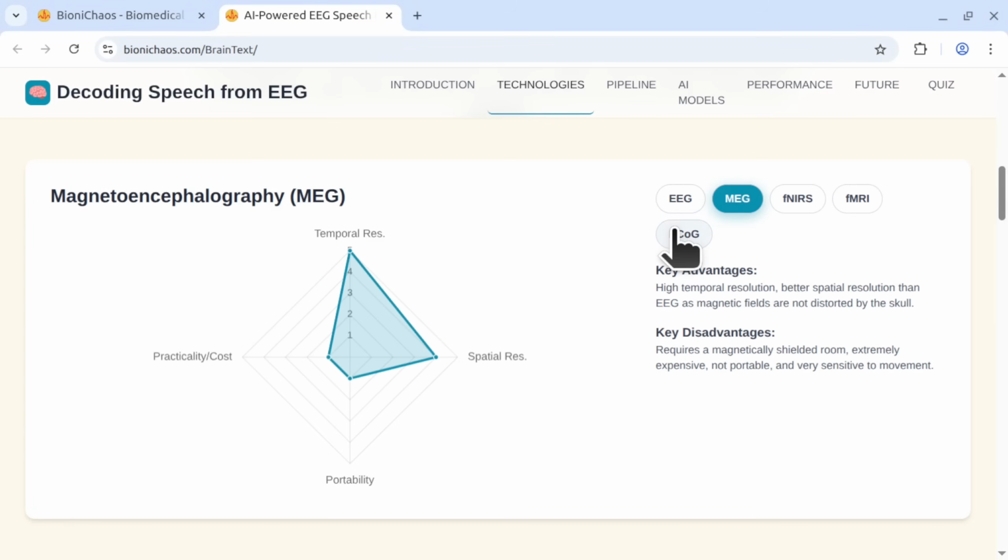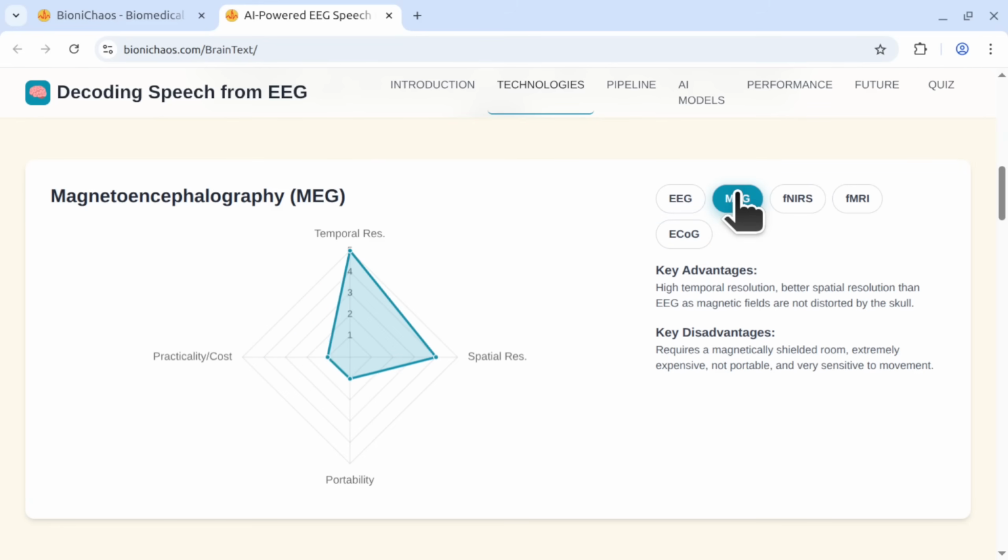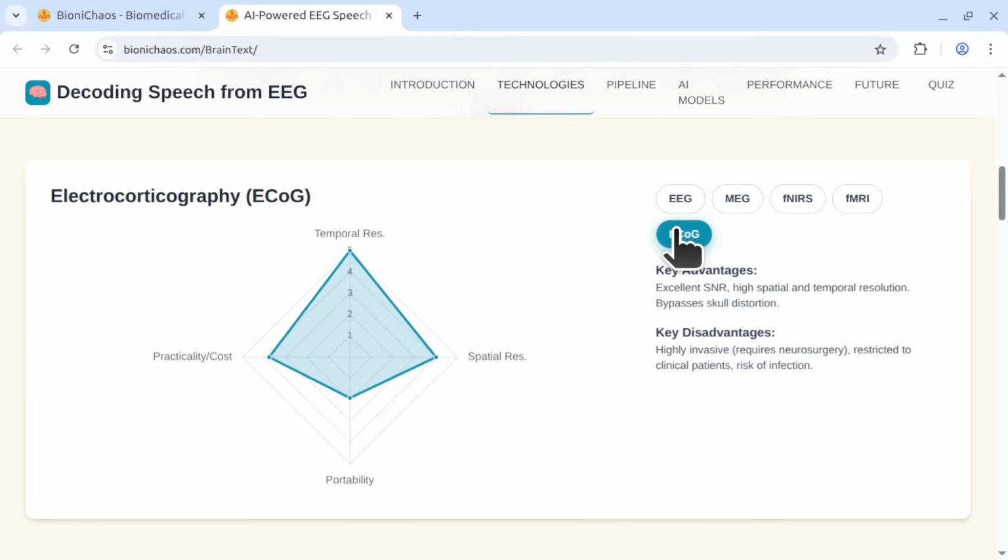Regarding signal-to-noise ratio, SNR, the chart and accompanying text indicate that ECoG has excellent SNR. MEG's advantages highlight high temporal resolution, better spatial resolution than EEG, as magnetic fields are not distorted by the skull. But it doesn't explicitly mention SNR for MEG. While it is generally desirable to have a high signal-to-noise ratio in any measurement, the chart here doesn't provide a direct, combined SNR metric for temporal and spatial resolution for each modality. It highlights SNR as a key advantage for ECoG.